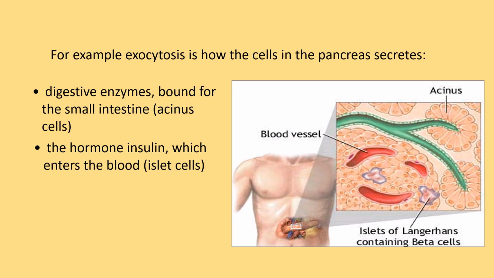Your pancreas is an example where exocytosis occurs. Your pancreas is part of two different organ systems. It's part of your digestive system because these acini cells here are all busy manufacturing digestive enzymes and the components of what is known as pancreatic juice. The components of pancreatic juice are secreted into this duct, which eventually leads into your small intestine.